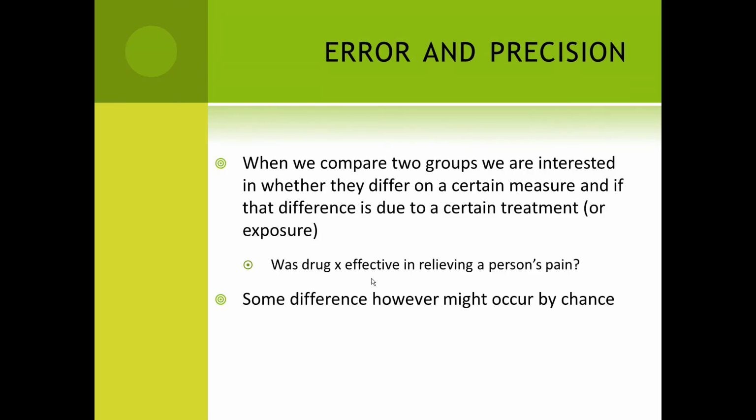So in research we're usually interested in understanding whether there are differences between groups on some important measures, particularly outcome measures. One group may be exposed to something, have a new treatment, a new drug, a new intervention, and we're comparing it with another group who's not having that same intervention or exposure. And what we want to understand is whether any differences that are seen in those two groups are a result of the intervention they've had and not something else. So was drug X effective in relieving a person's pain? Because some differences do occur by chance.